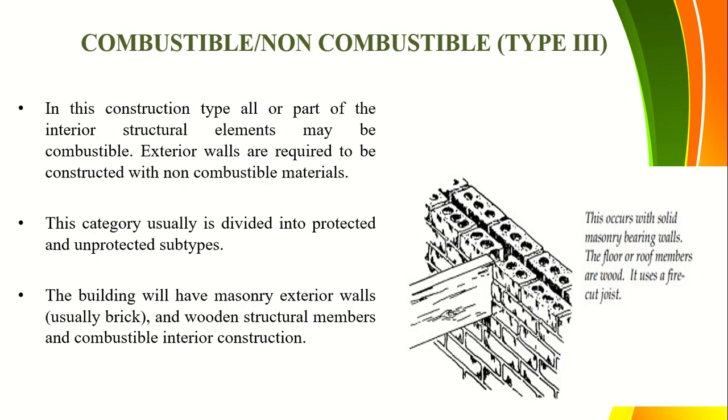Next comes type 3, which is combustible and non-combustible both. In this construction type, all or a part of the interior structural elements may be combustible. Means the members interiorly, inside partition walls or inside structural members of a building, will be combustible, whereas the external walls are constructed with non-combustible materials. For example, the external wall could be constructed with brick or stone, whereas the interior members will be constructed with wood. So wood is combustible, stone is non-combustible. So it is a combination.